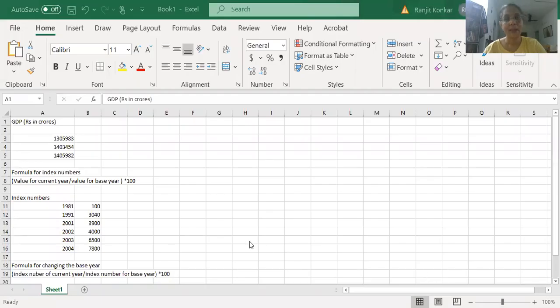Okay, so if I tell you that the GDP in 2001 was 13,05,983, and then it became 14,03,344, and then in the next year it became 14,05,982. Fine, I mean, big numbers, and all these are in crores, so even more. So you have all this, but it doesn't really make much sense to look at such huge figures. Figures should be readable, figures should be understandable, figures should be analyzable.